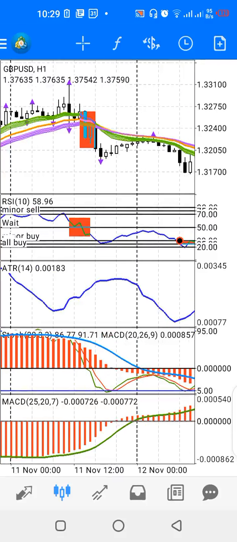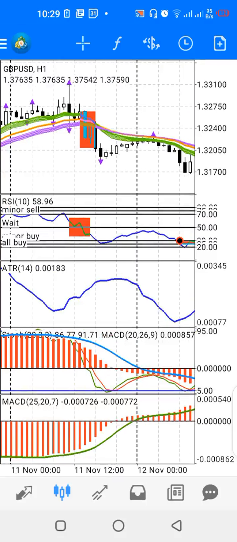For the MACD, we have fast EMA to be 20, slow EMA to be 26, MACD SMA to be 9. Apply to close. Now the main line color is red, and the signal line color is blue. Now if we go to the chart, I'm talking about these lines, we have the green moving average and the red.